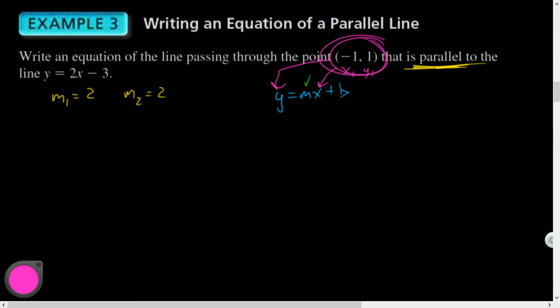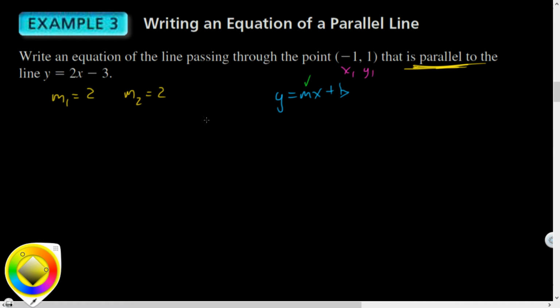If this point is on the line, if it passes through that point, then that means if I plug this into my y equals mx plus b, it would make the equation true. All points on the line, when I plug their coordinates into the line's equation, will make the equation true. So I'm going to plug in these points for my x and y.